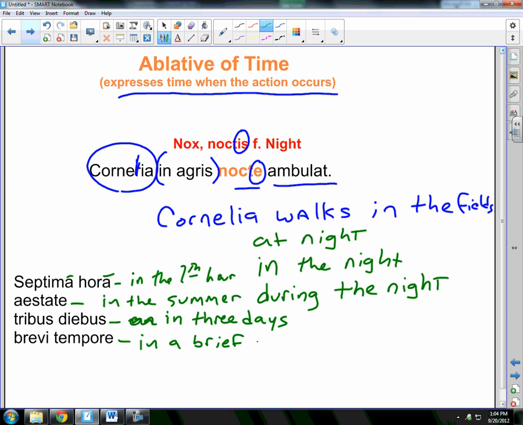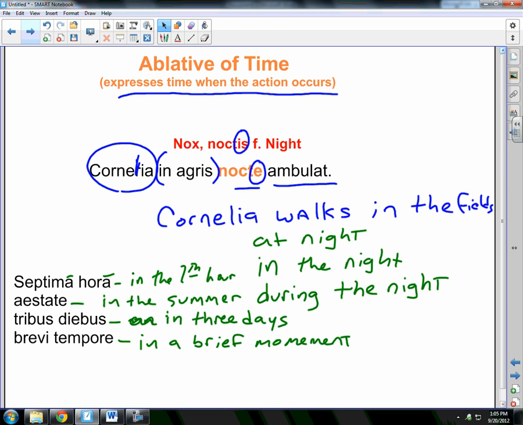All of these are time words that we're translating without prepositions. And we just have to ask ourselves, how is that time word, nocte, related to the action of the sentence?